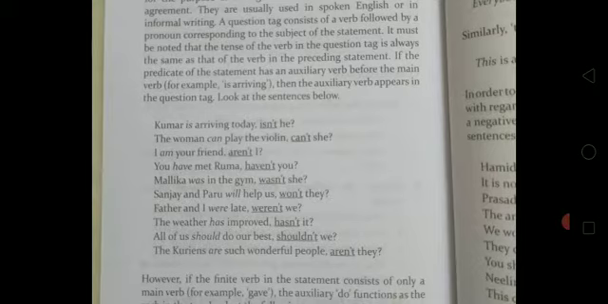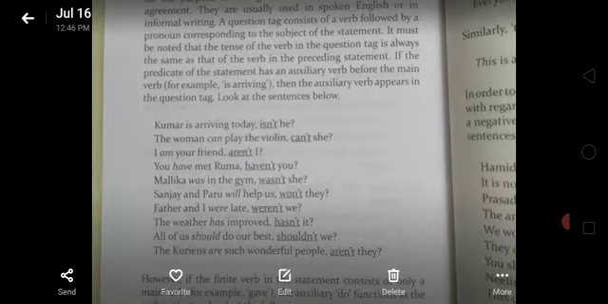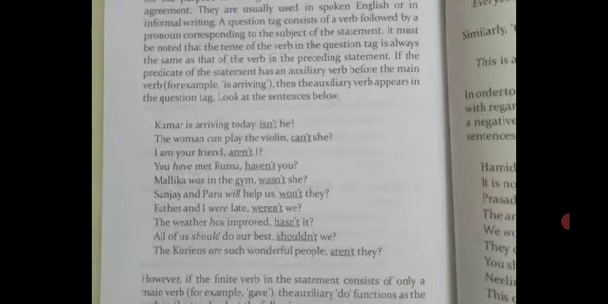Remember, friend, after I we don't use am, and it will not become amn't. It always becomes aren't I. This kind of question is always asked in different competitive exams such as MPSC, UPSC, banking, and other kinds of examinations. I am your friend, aren't I? Yes, you are a friend. No, you're not.